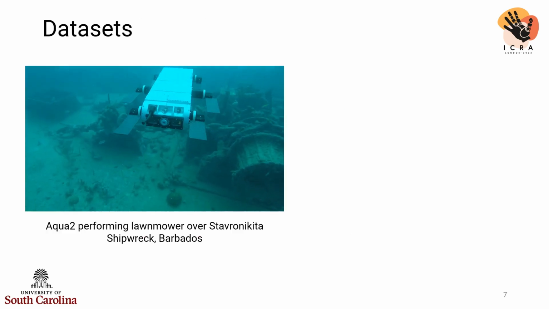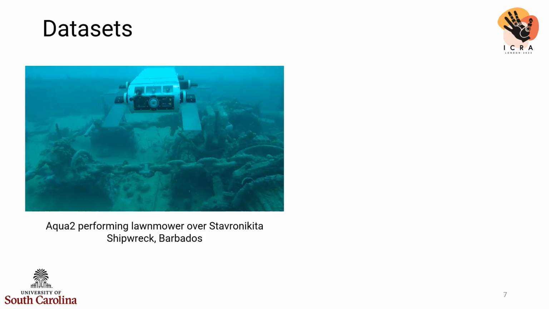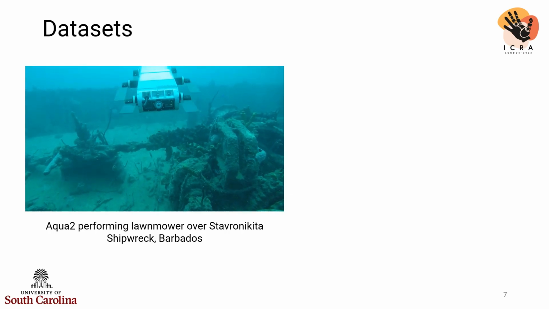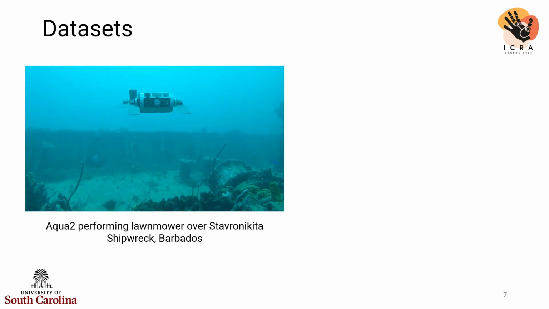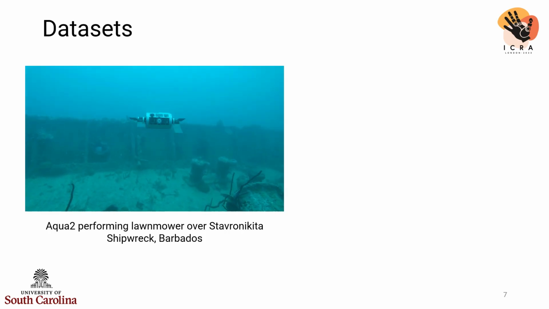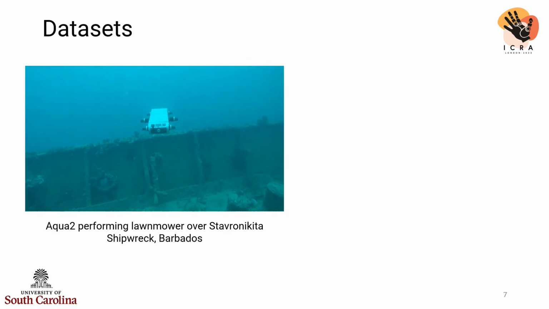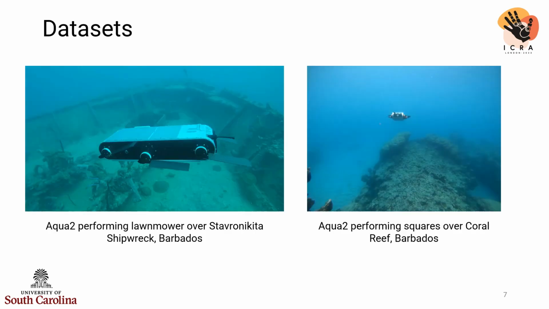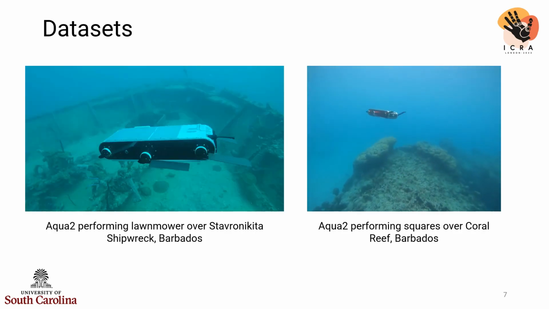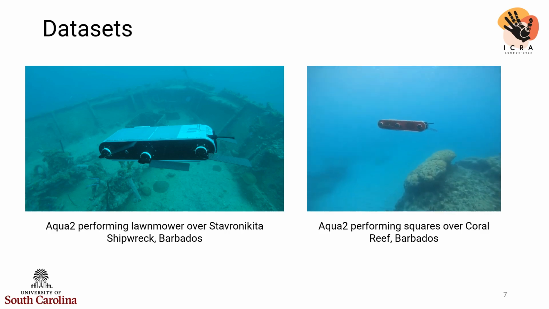We tested the robust estimator in three different underwater environments. We will focus on the first two for this presentation. In the first dataset, the Aqua-2 AUV is performing a lawnmower pattern over the Stavronikita shipwreck, Barbados. While performing the desired motion, the AUV moves outside the side of the shipwreck multiple times. In the second dataset, the Aqua-2 AUV is performing a square pattern over coral reefs in Barbados. A large section of the square pattern is performed over a sandy patch.